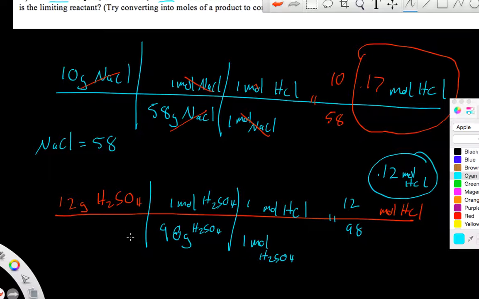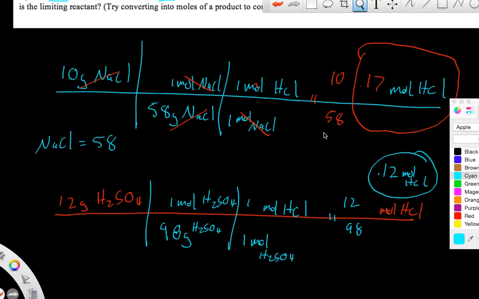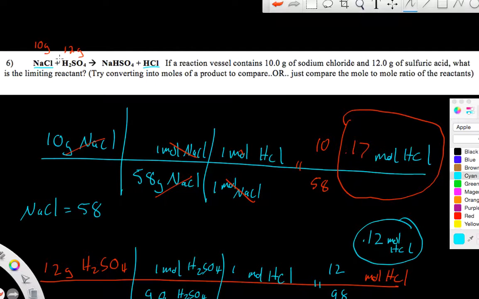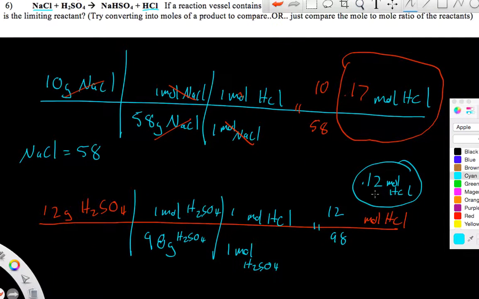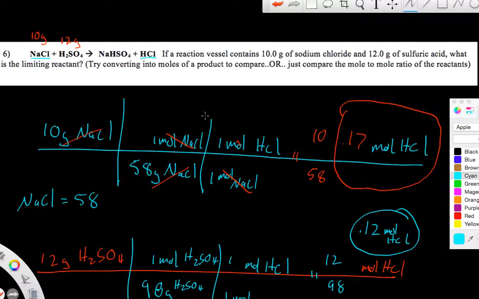So if we look through here, is it possible for me to produce more than 0.12 moles of HCl? Well, no, of course it's not, because in order to have this reaction actually happen, I have to have my 2 reactants reacting, right? So if one of them runs out, in the case of H2SO4, if all of a sudden it uses up all of the H2SO4 and it produces the 0.12 moles of HCl, I'm not going to be able to get to 0.17. I'll be completely out of H2SO4. So in this case, H2SO4 is my limiting reactant.